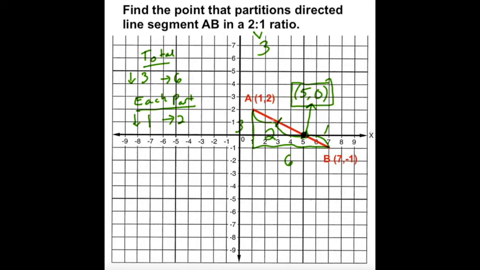In this case, we split it up going down 1 over 2 each time. And once you find that, you have your line segment split up into however many parts the problem is telling you. You just find the point where it's the proper number of parts towards the proper point. So in this case, we wanted 2 parts close to A and 1 part close to B. That point was at 5, 0.